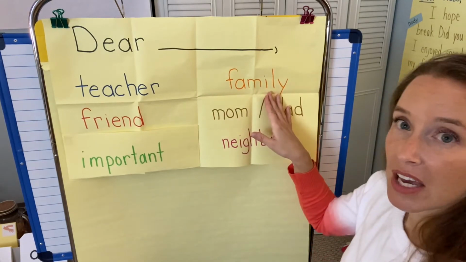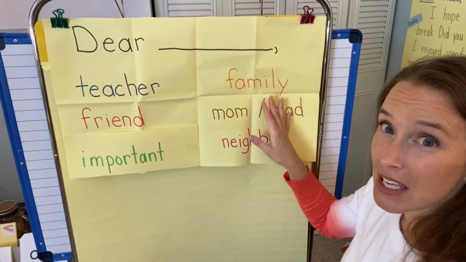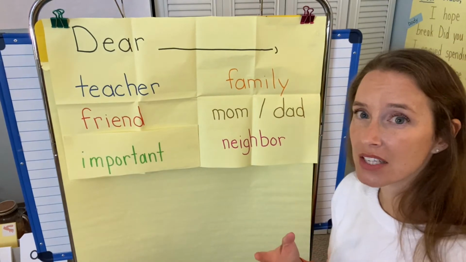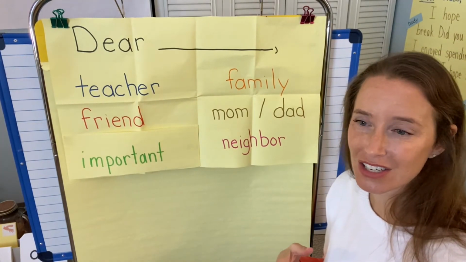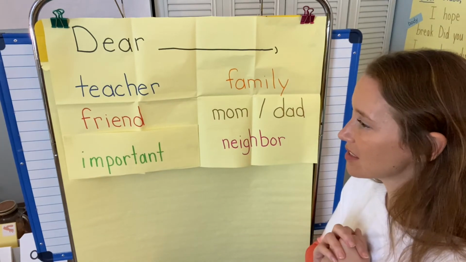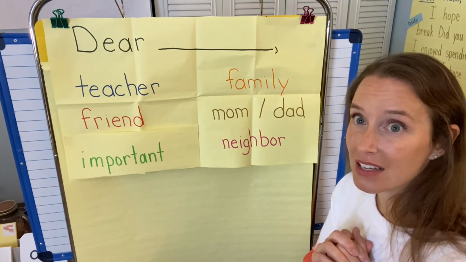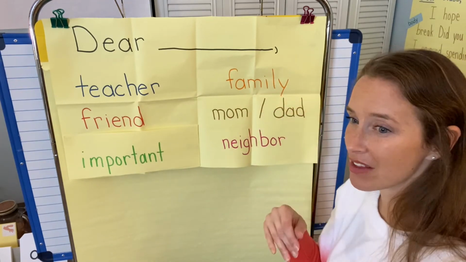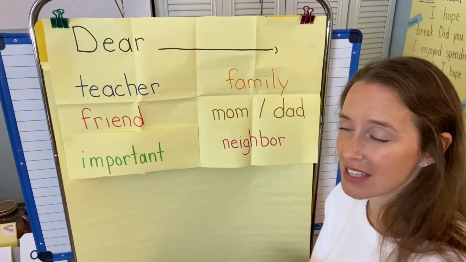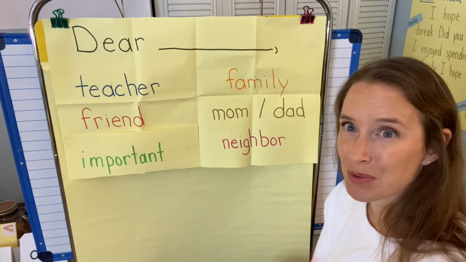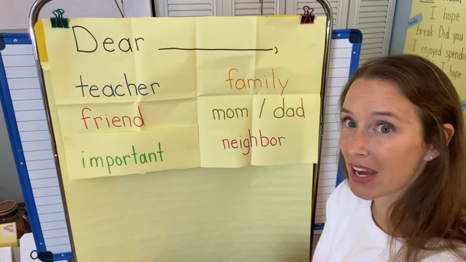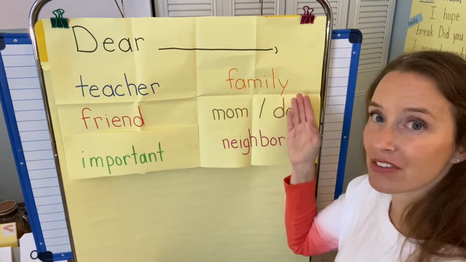You could write to family. Now, family could be anybody in your family. An aunt, an uncle, a cousin, a brother, a sister, a grandma, a grandpa, okay? Anybody in your family. Think about any of them. Now, you wouldn't usually just say, if it's your cousin, dear cousin. You would think about what you call your cousin. What's their name? So you want to think about the name of your family member.